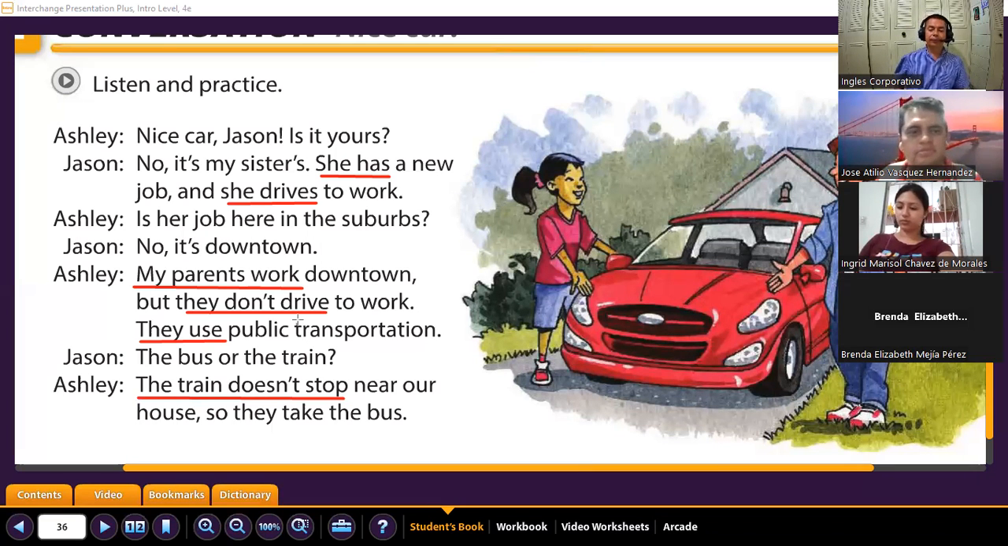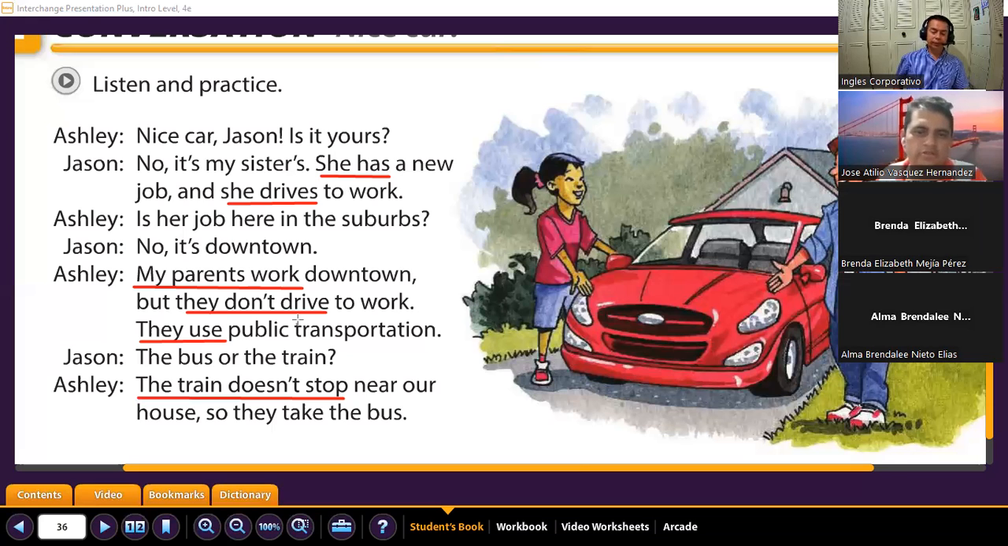Nice car, Jason. Is it yours? No, it's my sister. She has a new job and she drives to work. Is her job here in the suburbs? No, it's downtown. My parents work downtown, but they don't drive to work. They use public transportation. The bus or the train? The train doesn't stop near our house, so they take the bus. Thank you very much.